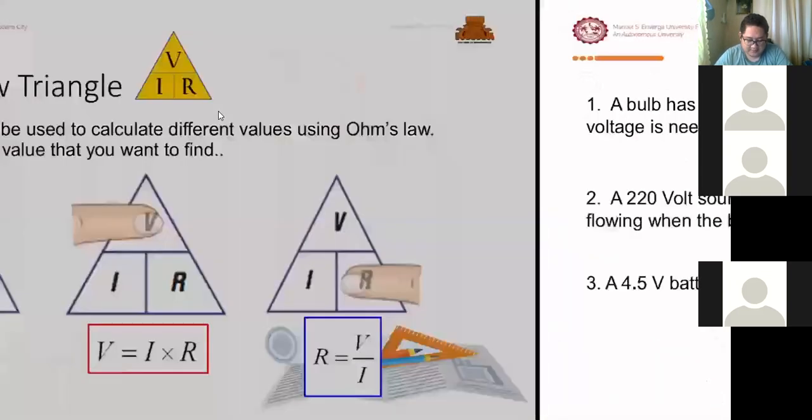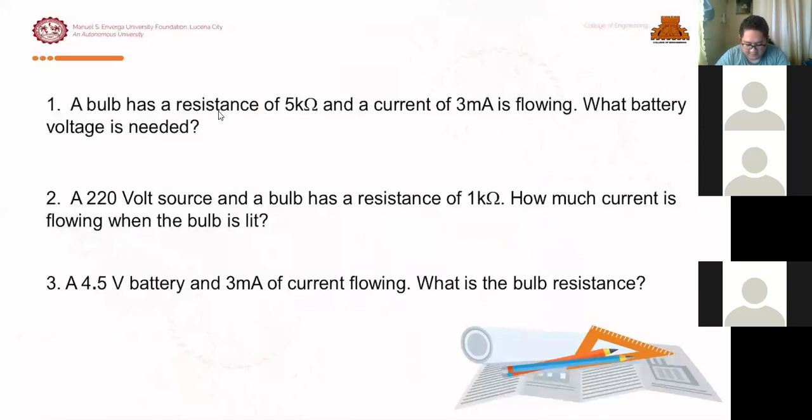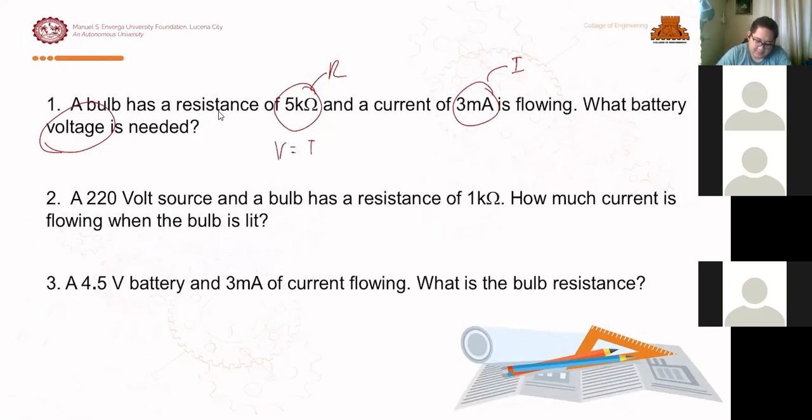So, next, we try this on the following problems. First one: a bulb has a resistance of 5 kilo ohms, and a current of 3 milliamperes. What is the voltage of the battery needed? In solving Ohm's law, the units of all our components should be in base units, so there should be no prefixes. So we need to convert. Our formula again is V equals I R.